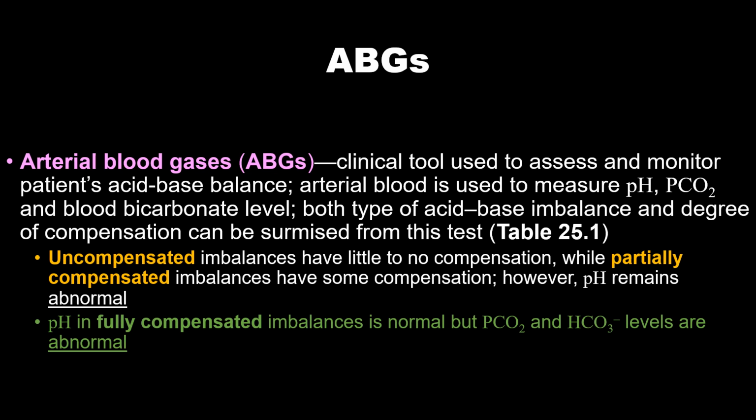From these values, it's possible for the clinician to determine the type of acid-base imbalance and the degree of compensation that has occurred. If no compensation has occurred, the imbalance is uncompensated. If some compensation has occurred, but the pH is still abnormal, this is a partially compensated imbalance. And if the pH of the blood is normal, but dissolved CO2 and bicarbonate ion levels are abnormal, it is fully compensated. And each acid-base disturbance has a characteristic set of ABG findings.